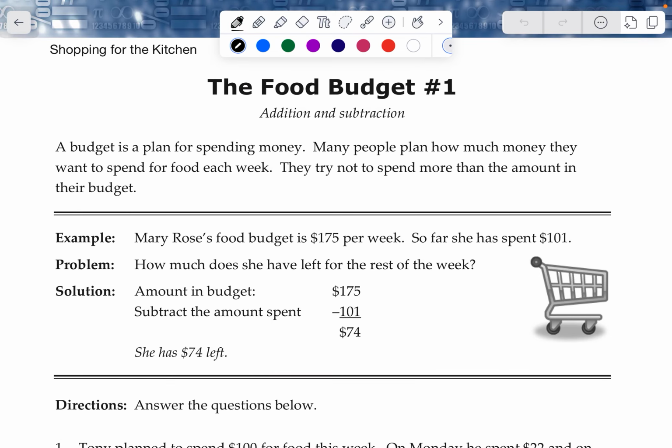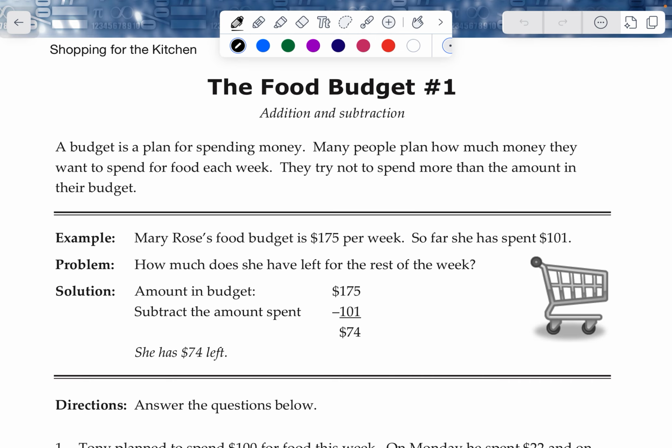So in sections 1 through 3, we are going to talk about a mixture of things related to kitchen math. The first one here is a food budget. It says that a budget is a plan for spending money. Many people plan on how much money they want to spend for food each week. They try not to spend more than they have allowed for their budget.